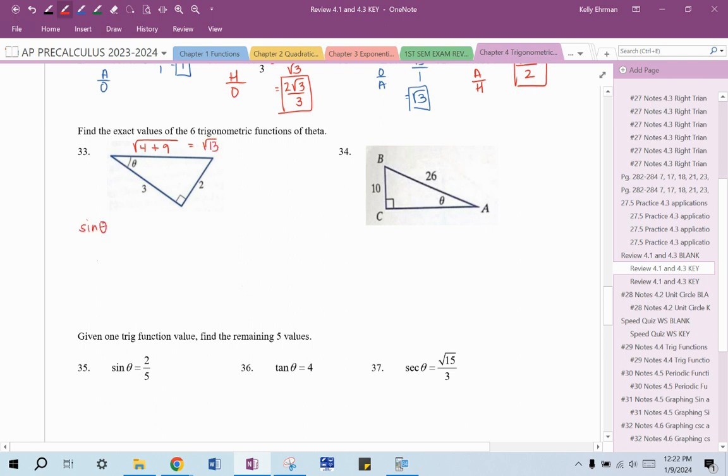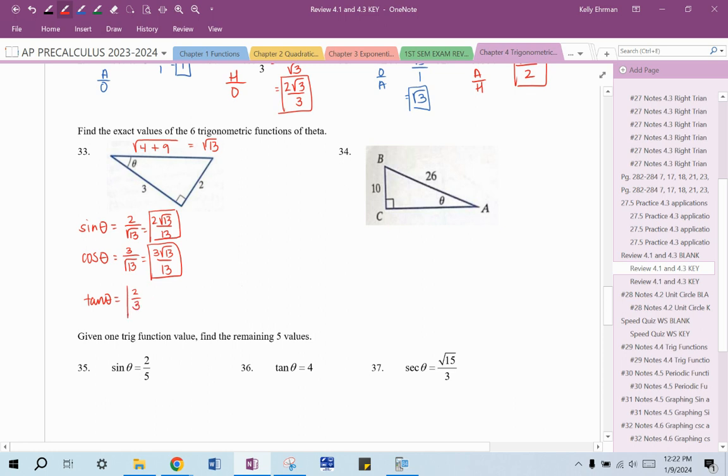And then we write all this out. Sine of theta equals 2 over radical 13, which is actually 2 radical 13 over 13. Always rationalize our answers for the AP exam and for this quiz. Cosine is 3 over radical 13, which is 3 radical 13 over 13. Tangent theta is 2 over 3.